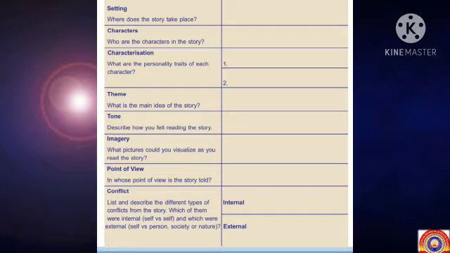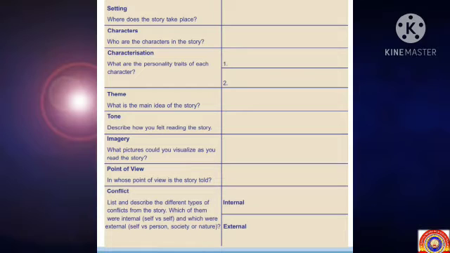Tone. Describe how you felt reading the story. Imagery. What pictures could you visualize as you read the story? Next, point of view. In whose point of view is the story told? Last one, conflict. List and describe the different types of conflicts from the story. Which of them were internal, that is self versus self, and which were external, that is self versus person, society, or nature. Students, now shall we complete the story template?